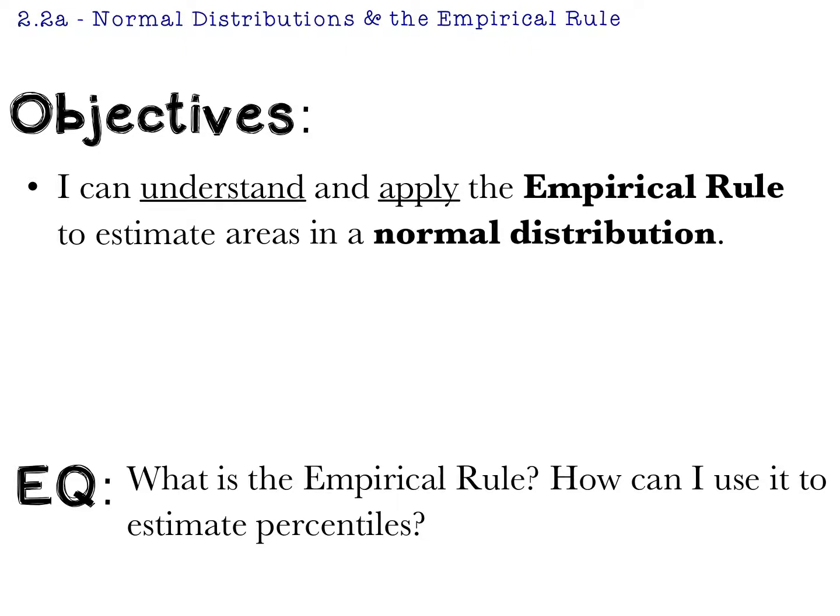All right, so we are moving into Chapter 2, Section 2. We're talking about normal distributions and using the empirical rule. So our goal today is to be able to understand and apply the empirical rule to estimate areas in a normal distribution. As we go through this lesson, be thinking about what the empirical rule is and how do we use it to estimate percentiles.